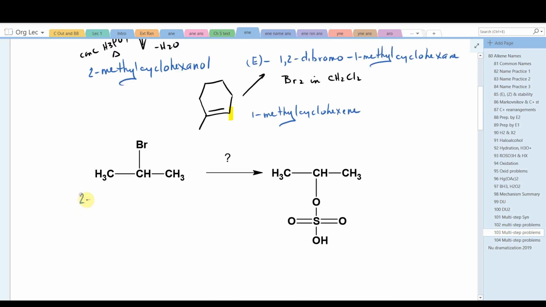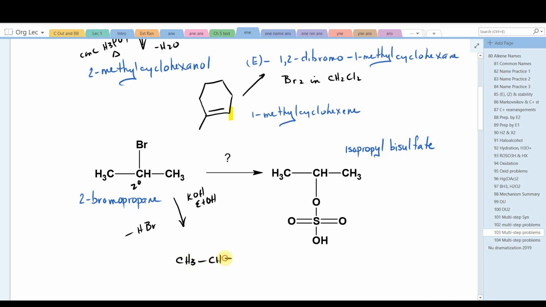In the next problem, we have 2-bromopropane going to this bisulfate. This is isopropyl bisulfate. Again, we can't do it in a single step, but we certainly can dehydrohalogenate this secondary alkyl halide using KOH in ethanol, losing HBr, giving us an alkene. Propene.